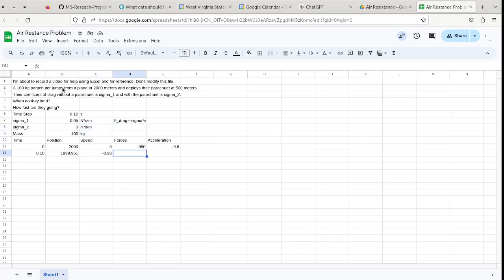All right, forces. So forces, we still have their weight. So that is still -9.88 times their mass, B$9. And then we're going to minus.